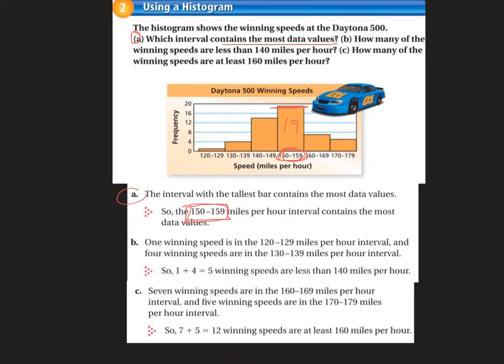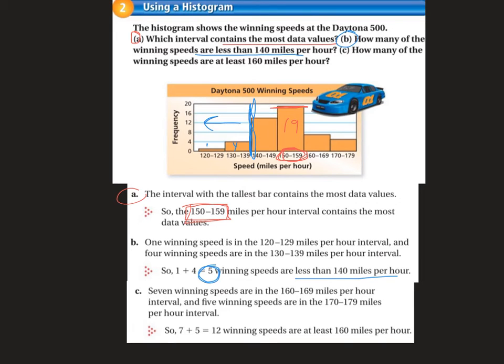And question B here says, how many of the winning speeds are less than 140 miles per hour. Well, the cutoff here is 140 to 149, starting right there. So less than is going to be any of these numbers over here. So how many of the winning speeds are less? Well, we have about 1 right here, and we have 4 right here. So there was 5 altogether. 4 plus 1 is 5 that were less than 140 miles per hour.